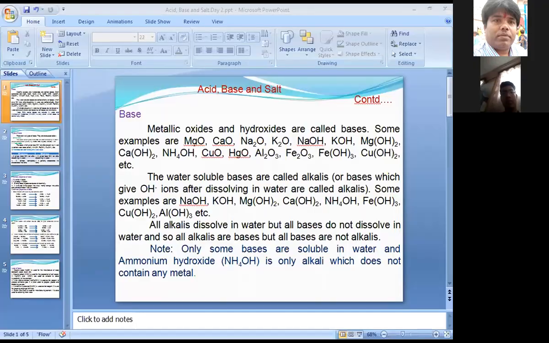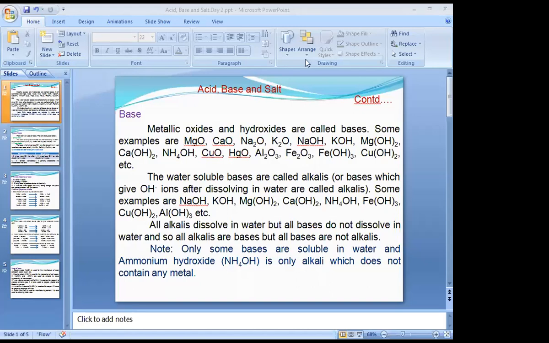Okay, this is our second day of acid base salt. So today we'll discuss about base. In the previous class we discussed about acid. Today we are going to discuss about base.